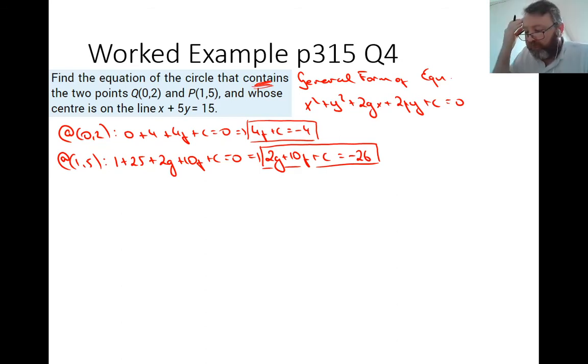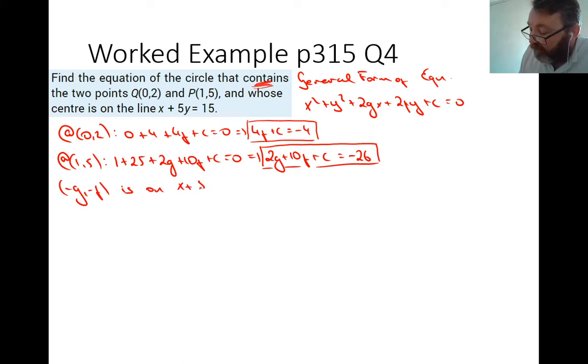Now, where's my third equation going to come from? Well, I know nothing else about the circle, but I do know that the center of the circle is on the line x plus 5y equals 15. So in other words, the center, now we don't know what the center is, so we use minus g, minus f, is on the line x plus 5y equals 15. And if the center is on the line, well, then we do the same thing as what we did for the points that are on the circle. We put minus g and minus f in for x and y to build the third and final equation.